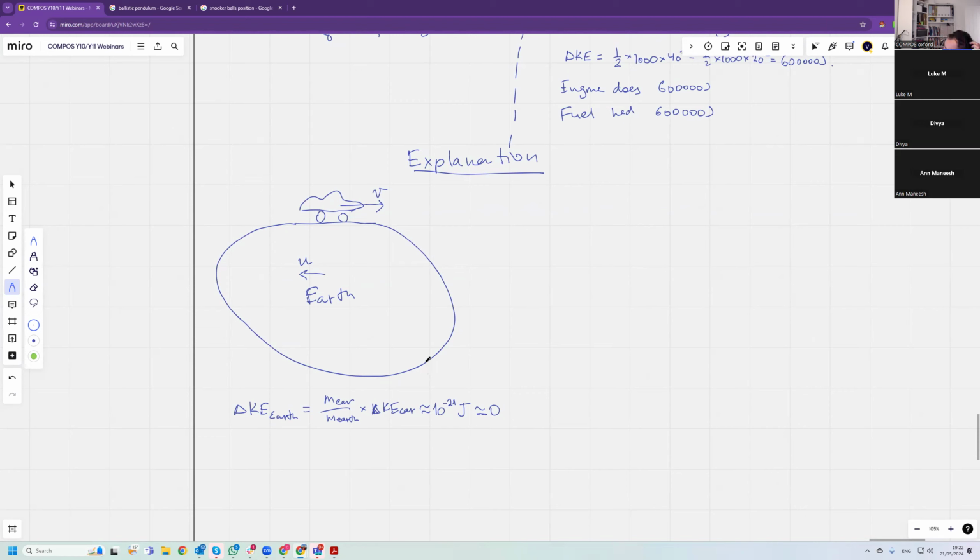Because the Earth is stationary. The Earth is stationary. The car is stationary. The car moves forward, the Earth moves backwards. But the kinetic energy of the Earth is going to be zero. Okay.